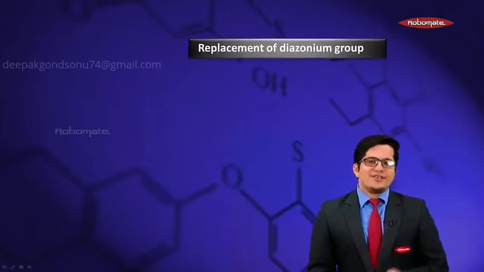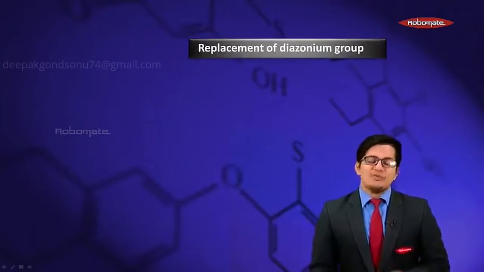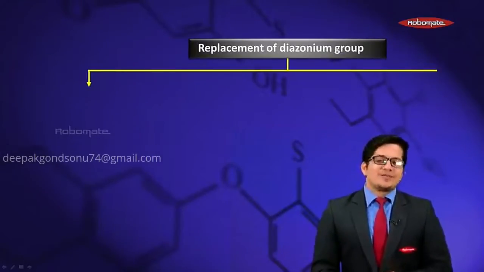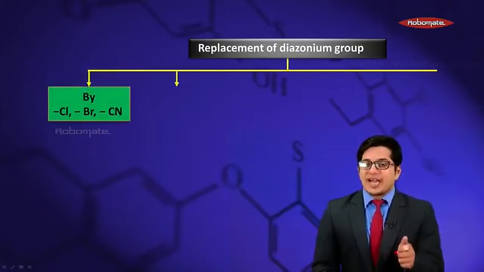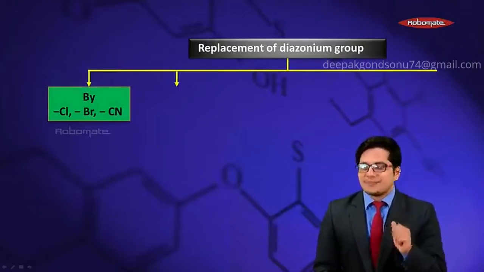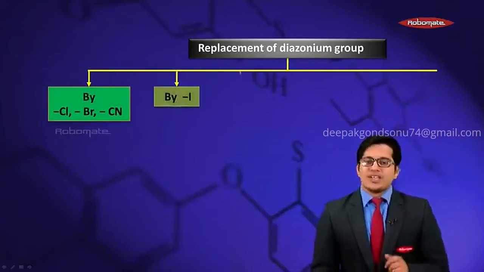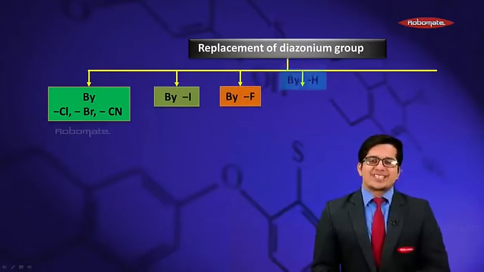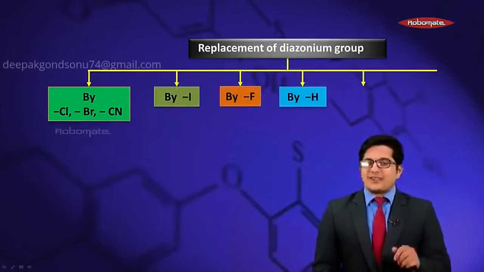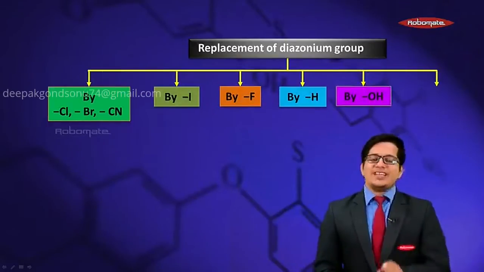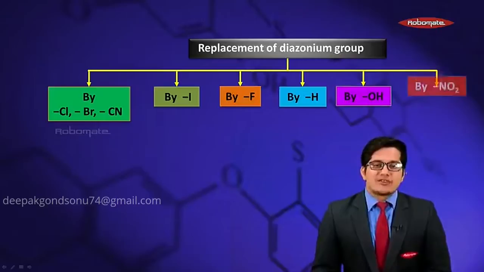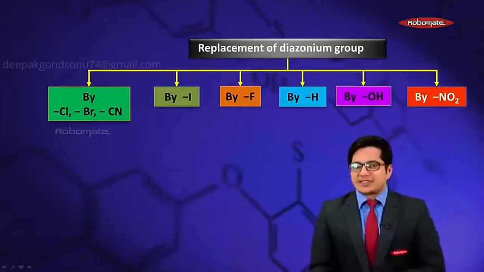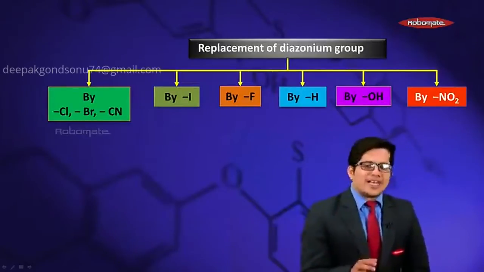So now, replacement reactions of diazonium group, again they are of various types. The first one to come is when we would replace it by a chloride, bromide or cyanide groups. Next, wherein the diazonium group is replaced by iodine. Next is by fluorine or fluoride. Next comes is by hydrogen. After this comes OH, and finally we would land up with the nitro groups. So now let's start with replacement of diazonium groups by chlorides, bromides or cyanides.